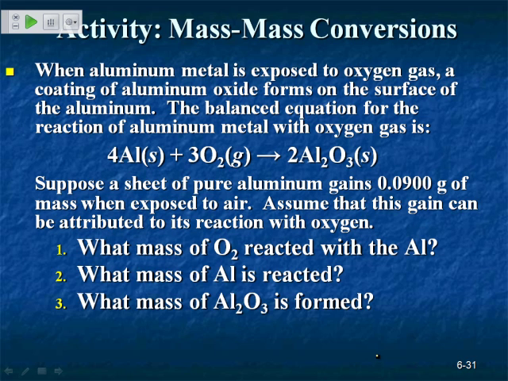Now, here is the question. Suppose a pure sheet of aluminum gains 0.0900 grams of mass when exposed to air. Assume that this gain can be attributed to the reaction with oxygen. Questions to answer: What mass of O2 reacted? That is a logical question. Then from there, what mass of aluminum reacted and what mass of Al2O3 is formed. That's what we have to calculate. So, what mass of O2 reacted in this reaction?